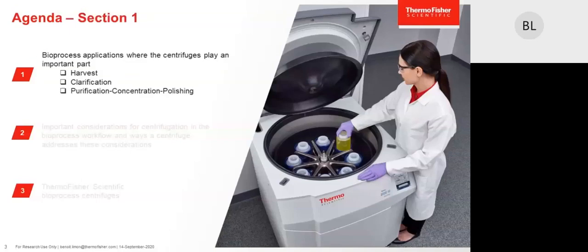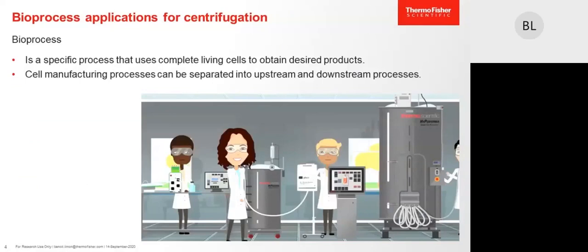So let's get started with section 1. We will talk about the upstream, the downstream, and the different steps of the workflow which are part of the downstream, in which the centrifuge plays an important part, which are the harvest, the clarification, the purification, concentration, and polishing. Before we go into the detail, let's remember what the typical bioprocess work is.